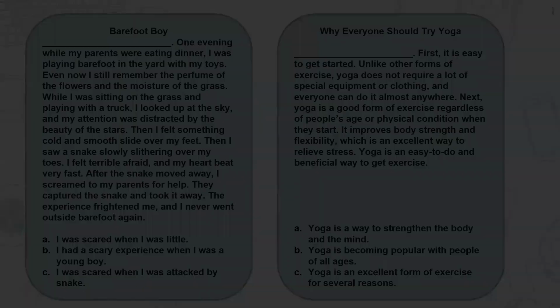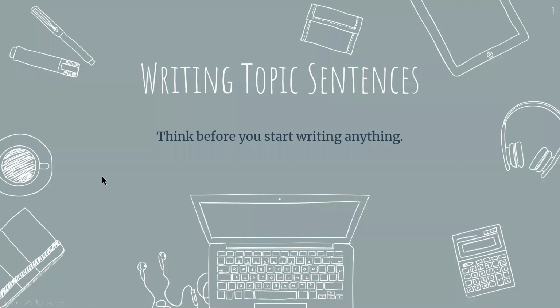Okay. Writing topic sentences. As you can see on the screen, I'm telling you to think before you start writing anything. You have to think first. You need to think for a bit about your paragraph and the reason behind writing it before you actually start writing, so you can come up with a good topic sentence, which is very important, of course.